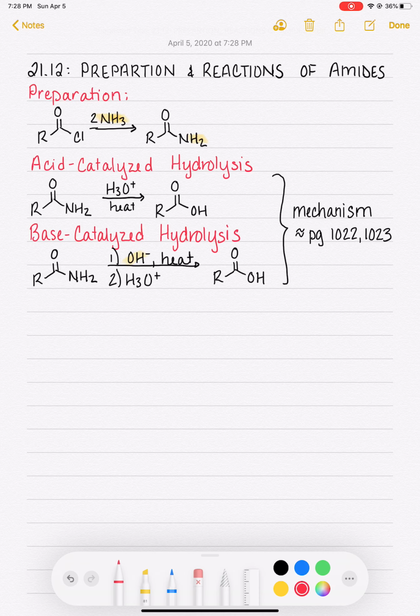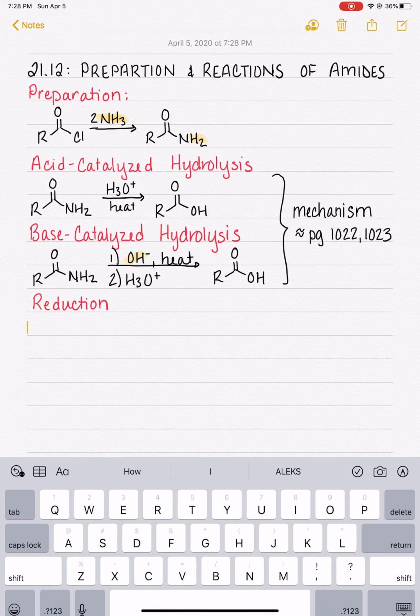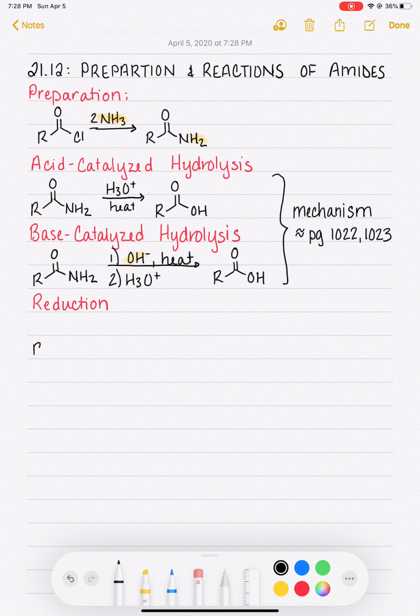The last reaction of an amide is a reduction reaction. And this uses our strong reducing agent, lithium aluminum hydride. We need excess of that reducing agent. And it is going to reduce our amide to an amine. Don't lose that carbonyl carbon. And that's it. That's all that we have for the reactions of the amides.